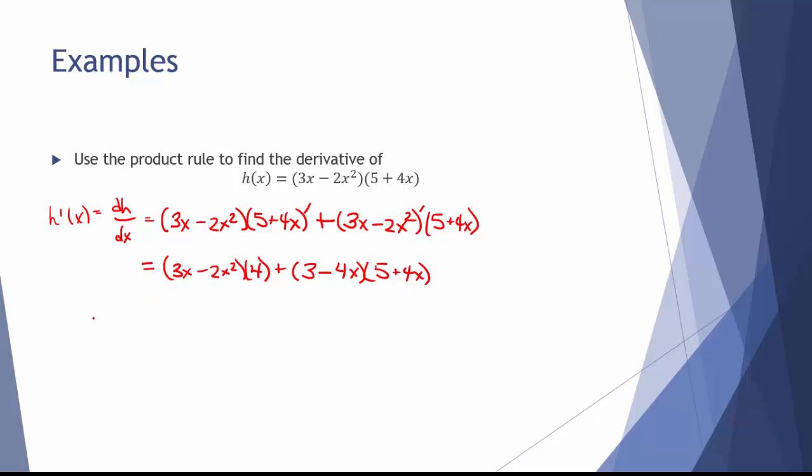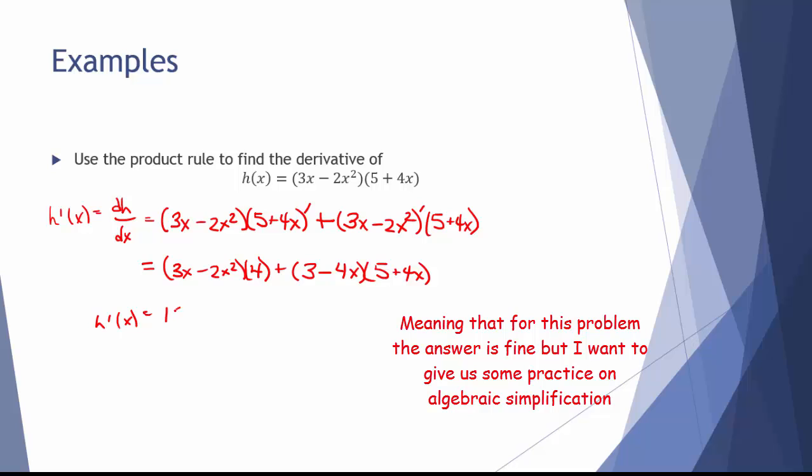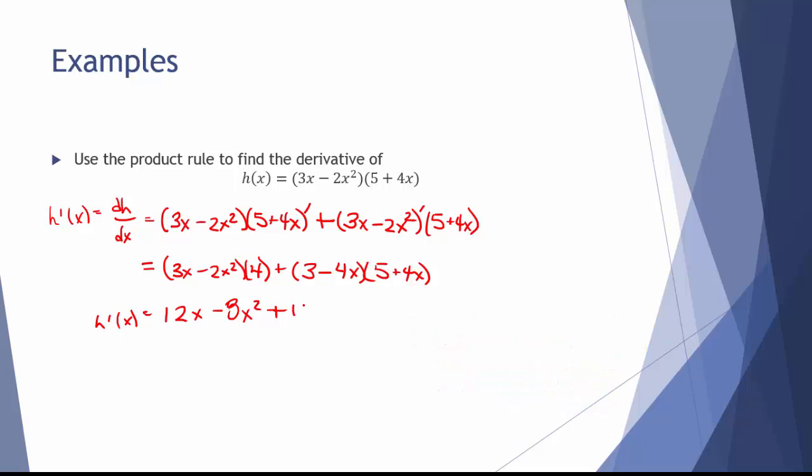Now, for the sake of the problem that I have coming next, I'm going to go ahead and distribute and combine like terms for these. So we're going to get 12x minus 8x squared, plus the next one's a FOIL, so that's 15 plus 12x minus 20x minus 16x squared. So that when you combine like terms, you will get negative 24x squared. We'll have 24 minus 20, so plus 4x, oops, I forgot my squared, plus 15. And that's the derivative found by using the product rule.